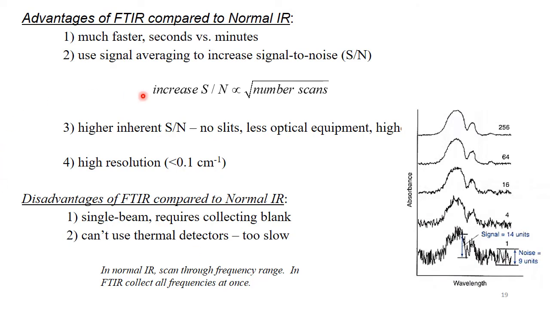What are the advantages of FTIR compared to normal IR? FTIR is much faster, seconds versus minutes. Use signal averaging to increase signal to noise, higher throughput, no slits, less optical equipment, high resolution. What are the disadvantages of FTIR as compared to normal IR? In single beam, it requires collecting a blank, and you cannot use thermal detectors, as they are too slow.